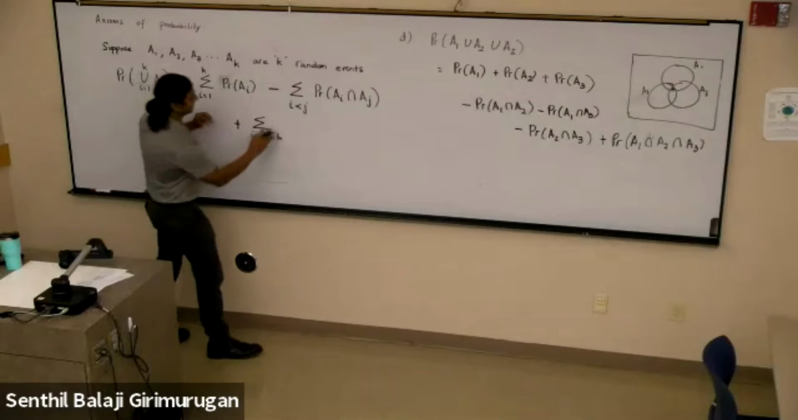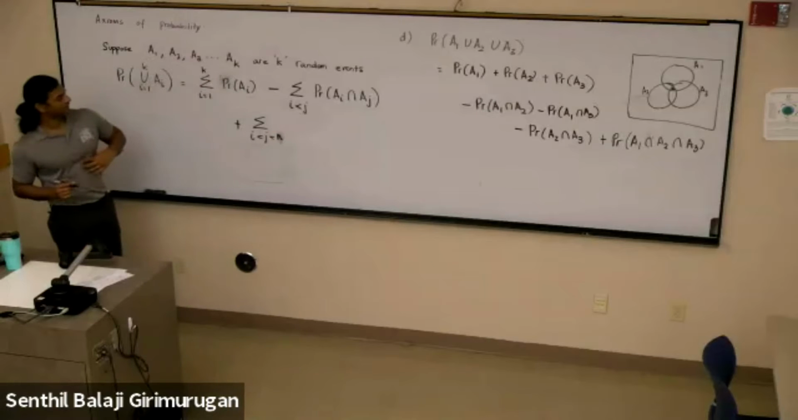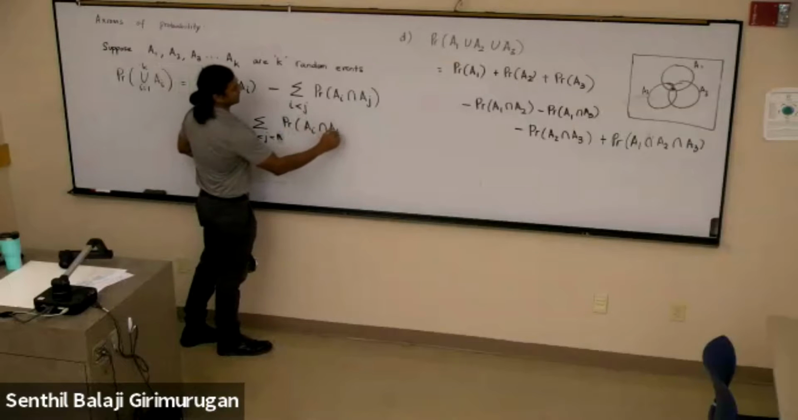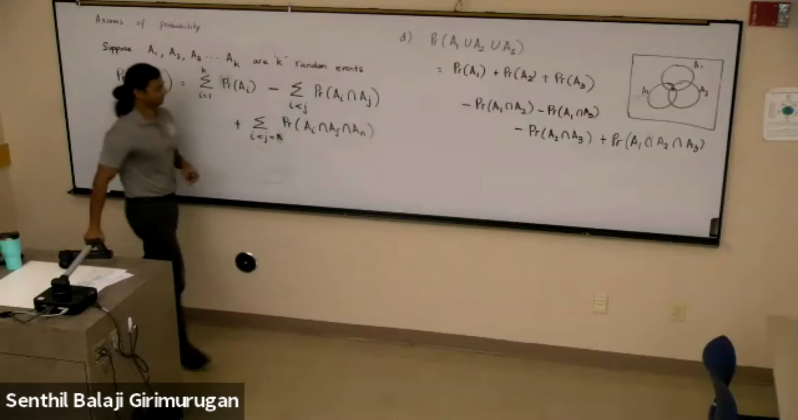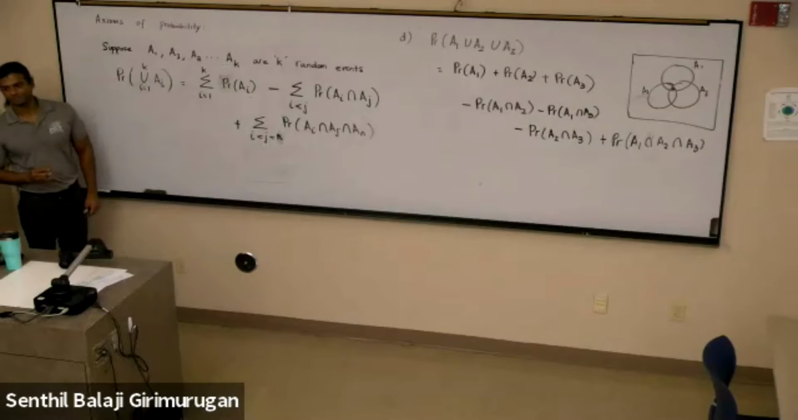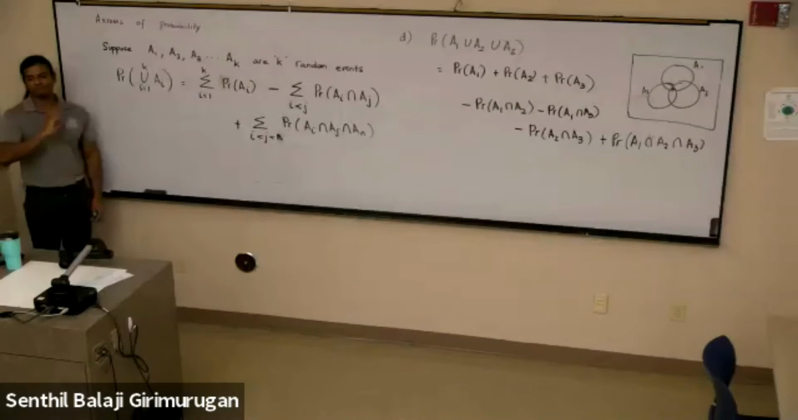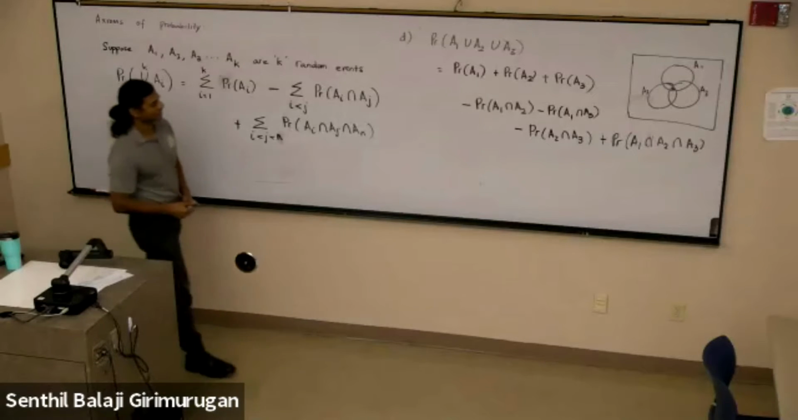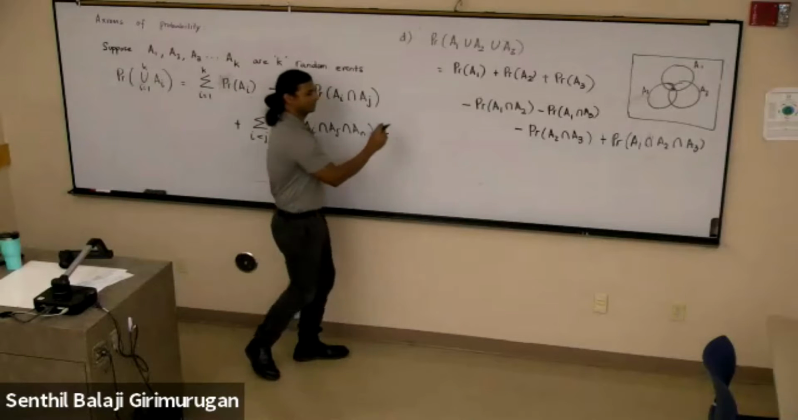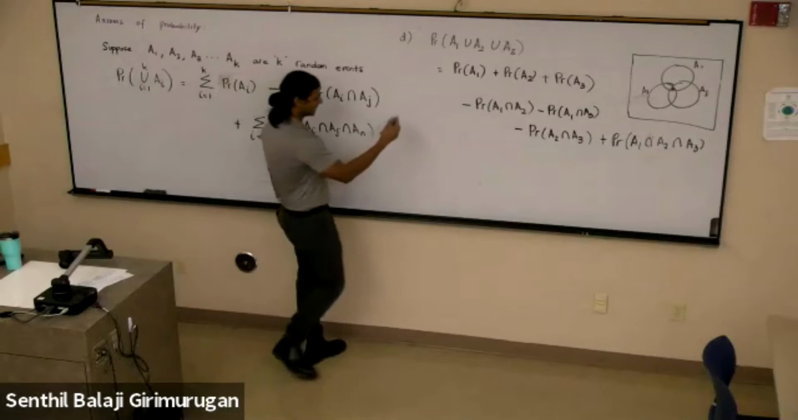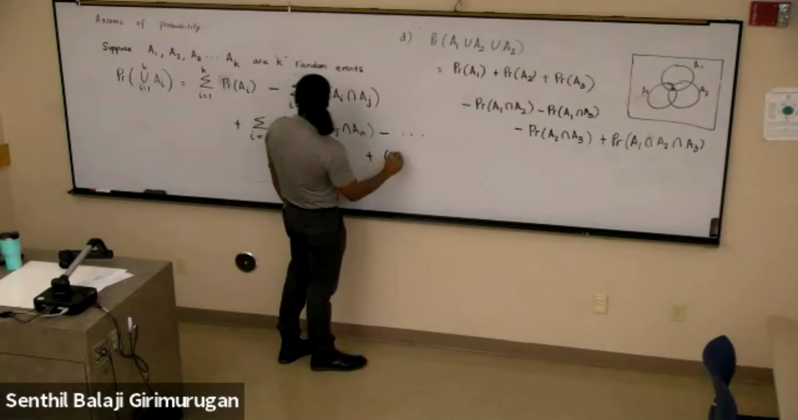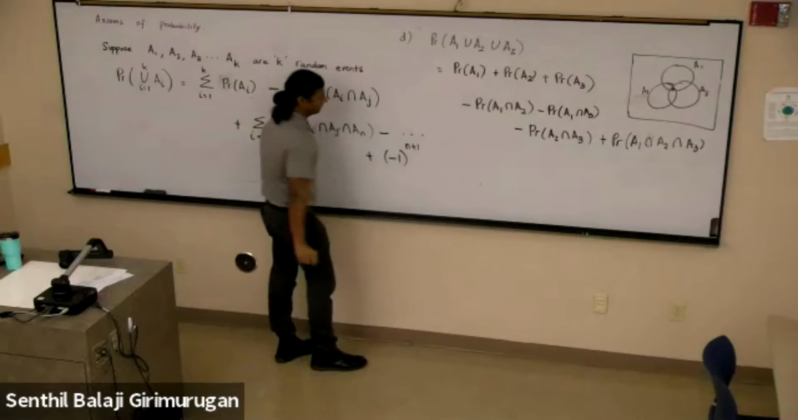So, well, I shouldn't use k, because I used k already. A i intersect A j intersect A n. So you add every 3 event intersections, and the next sign should be minus. After that, plus. After that, so it's going to keep on going. It becomes an alternating series. So the last one would be minus 1 raised to n plus 1.